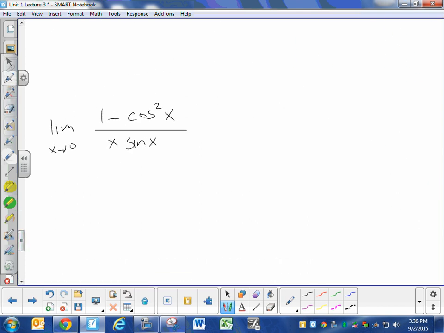You ever see a 1 minus cosine squared? Turn it into a sine squared. You could probably see that one of those sines is going to cancel, and the other sine would go with the x, and this answer is also 1.